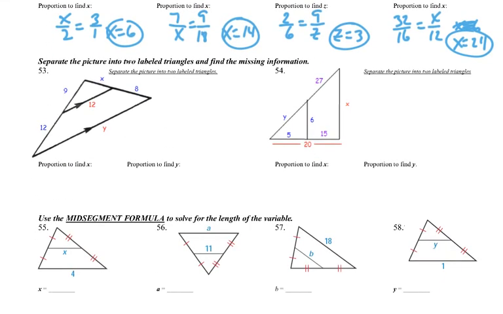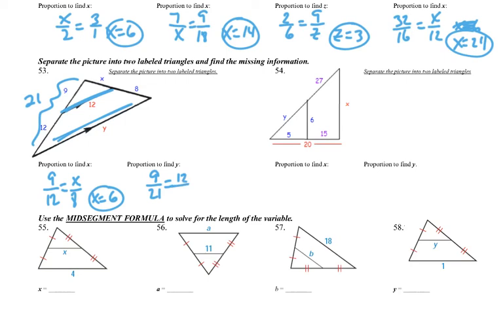Here you've got two things going on. You've got the natural proportion to find x, which is 9 over 12 equals x over 8. And when I cross multiply that, I get 6. But whenever you do this 12 and y, now you're going from the little triangle to the big triangle. So it's 9 over 21 equals 12 over y. Y is 28.